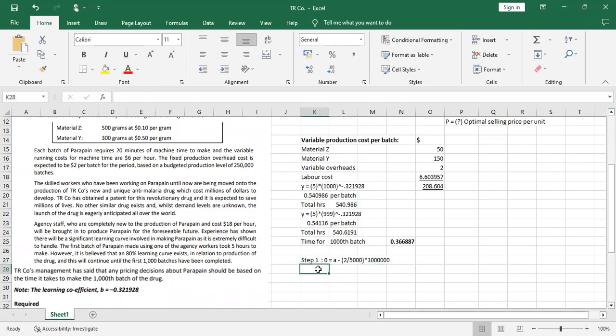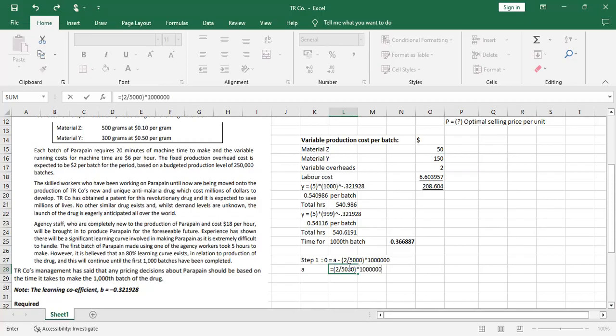So first of all, you need to solve this equation. I can place A here is equal to 0. If I replace 0 here, you will get nothing. Or I can replace this equation here. Whatever you do, you will get the correct answer. 2 by 5,000 multiplied with 1 million. So the value of A is 400. Any question regarding the value of A?